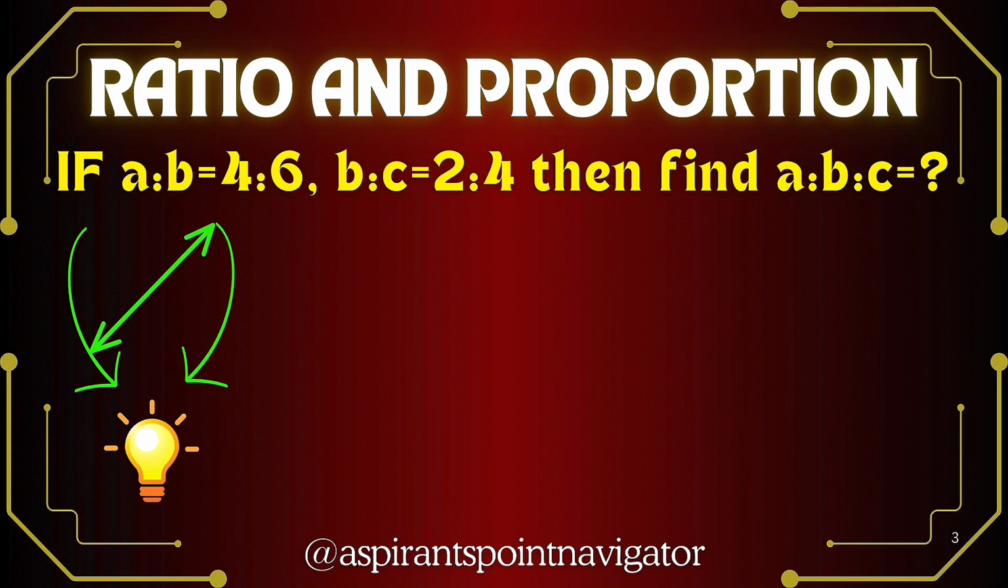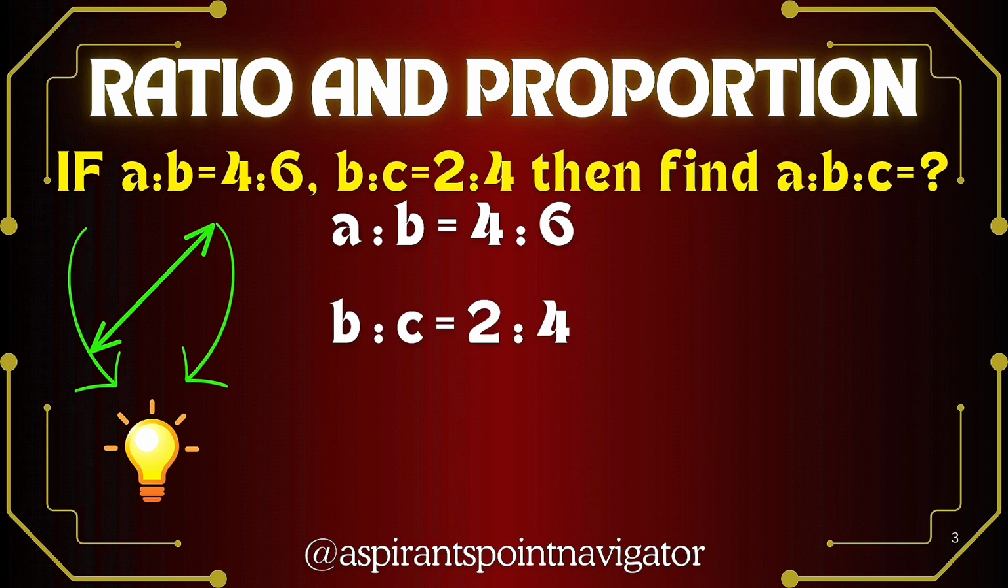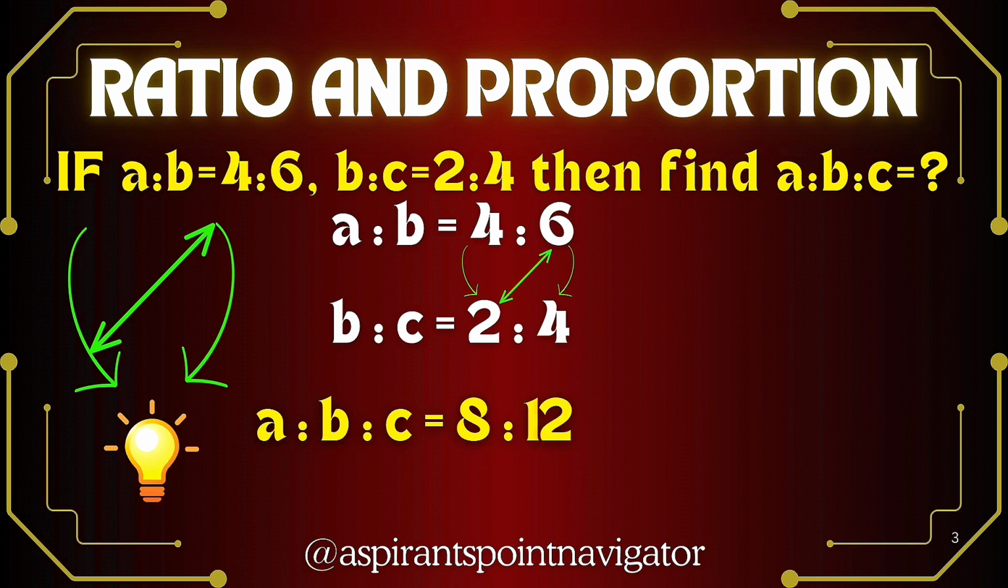Let's use it for this example. a:b equals 4:6. b:c equals 2:4. Now, instead of just simplifying directly, let's cross multiply. Multiply the first number of a:b by the first number of b:c. So first, 4 into 2 equals 8, 6 into 4 equals 24 and 6 into 2 equals 12. So the combined ratio of a:b:c is 8:12:24.